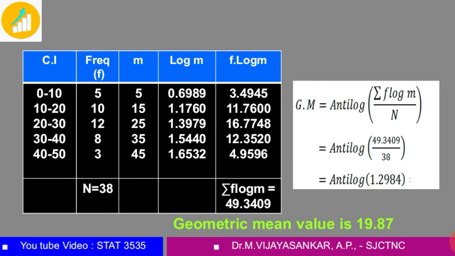And next we are going to calculate the denominator capital N value. Our capital N value is the sum of all the frequency values, we get 38. Substituting in the denominator and dividing, we get 1.2984. Finally, we should take the antilog of the given value 1.2984. After that we get our final answer 19.87.